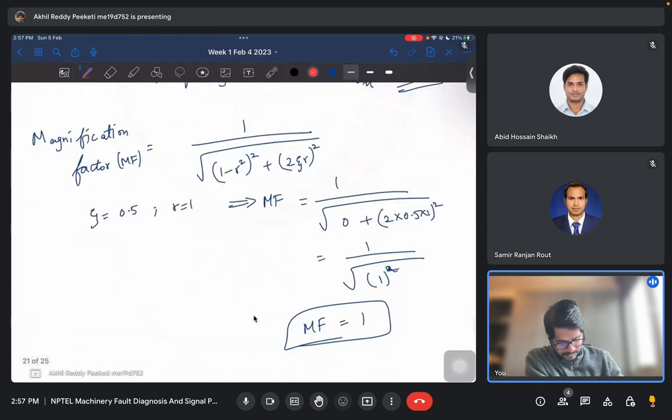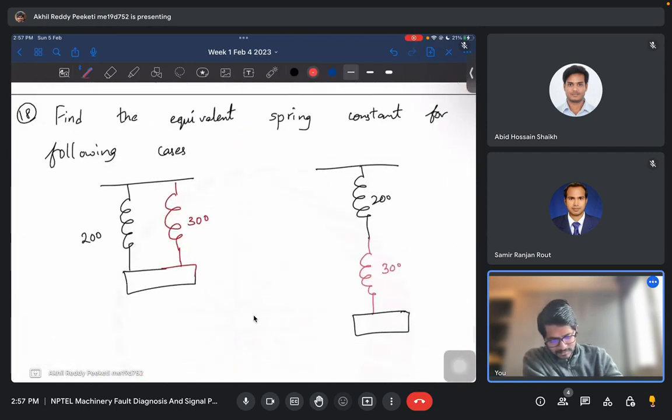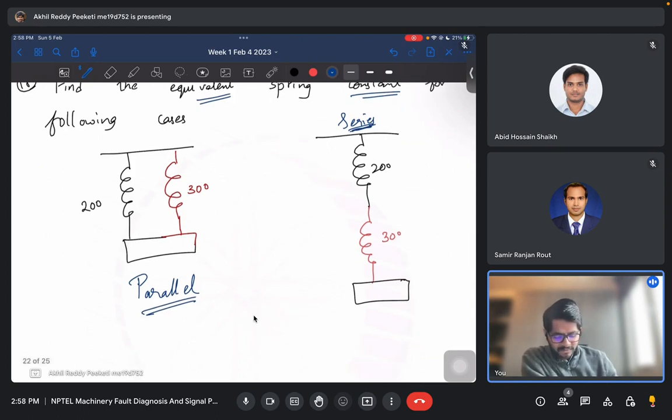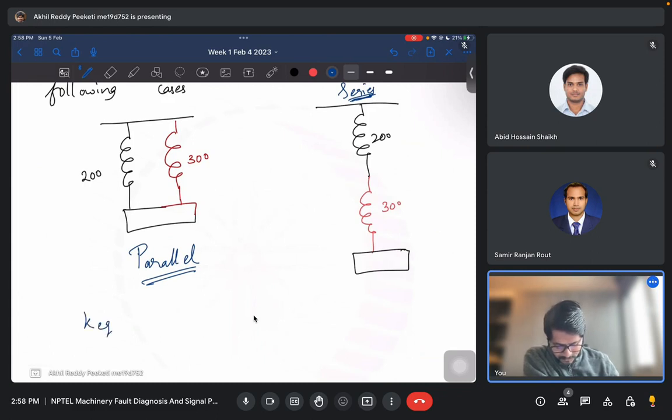Now let's move on to the next question. I think you may know this. What is the equivalent spring constant when you have two springs in, which case will this be? Parallel, right? This is two springs in parallel, and this is two springs in series. So what will you do when the springs are in parallel? What will be the equivalent spring coefficient or spring constant? Any idea?